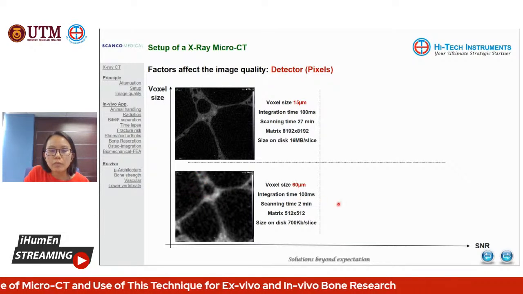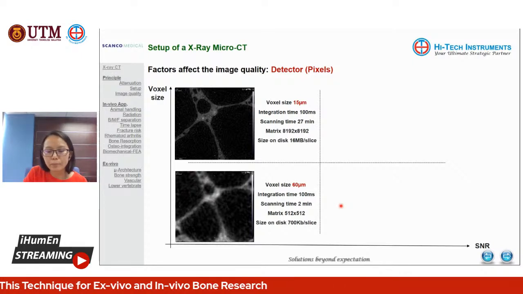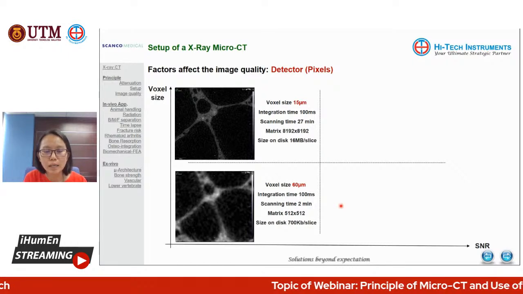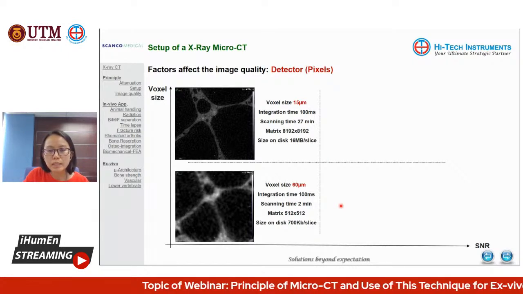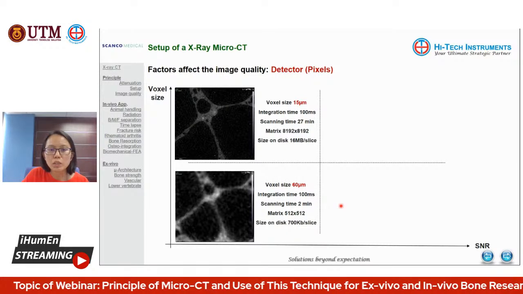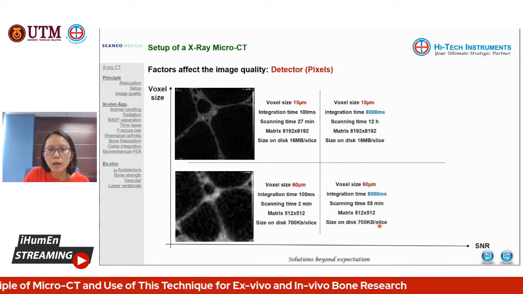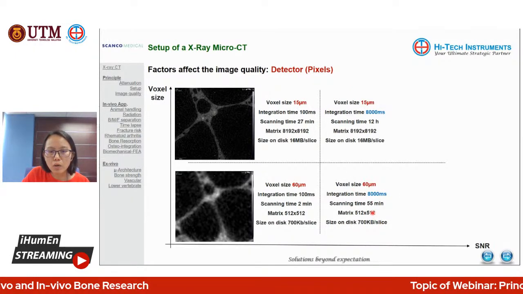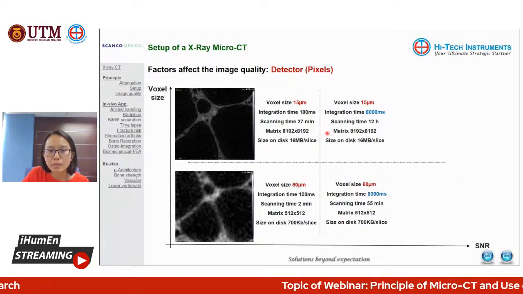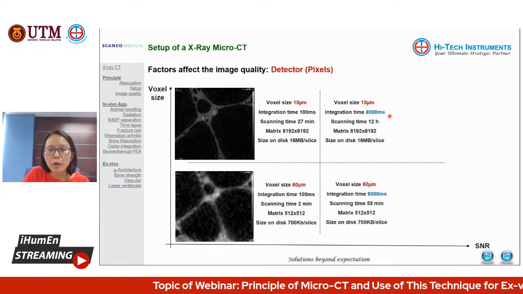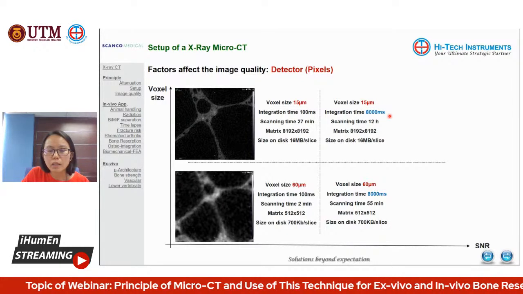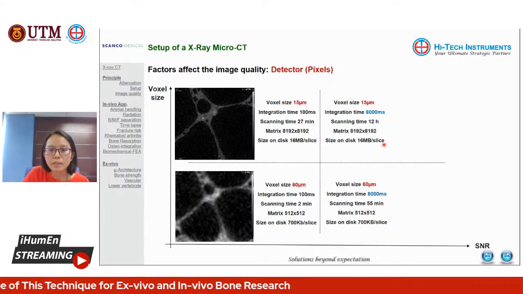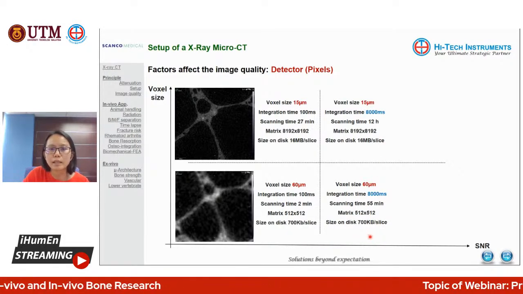And of course, I understand that when it comes to in vivo scanning, we will come to a limitation of time. So one way to improve the signal to noise ratio is to increase the integration time here. It will take a longer time, definitely, but at least it is still better than the one where we require a high resolution with high sharpness, and also the file size. You can see the difference between 60 megabytes compared to 700 kilobytes per slice here.